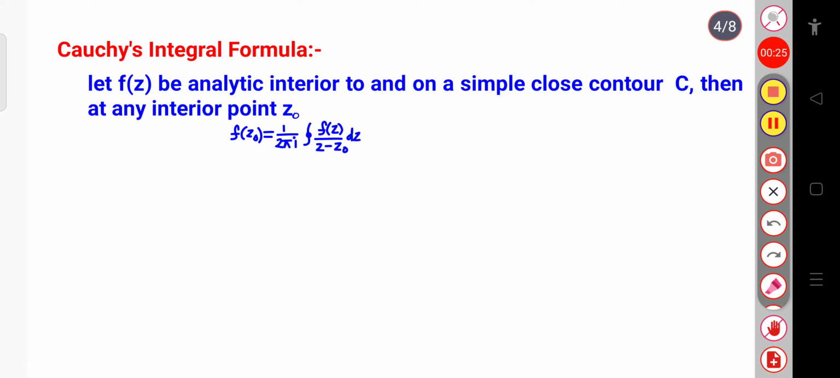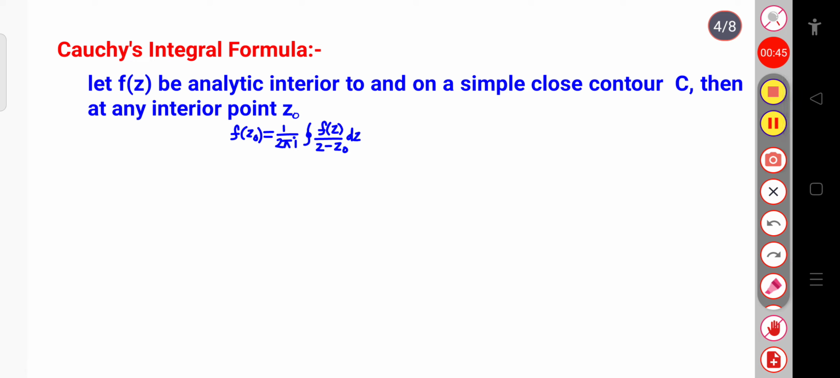Let f of z be analytic, interior to and on a simple closed contour C, then at any interior point z naught, f of z naught will be equal to 1 by 2 pi i times the integration over the closed contour C of f of z divided by z minus z naught dz. So, we are going to prove this.